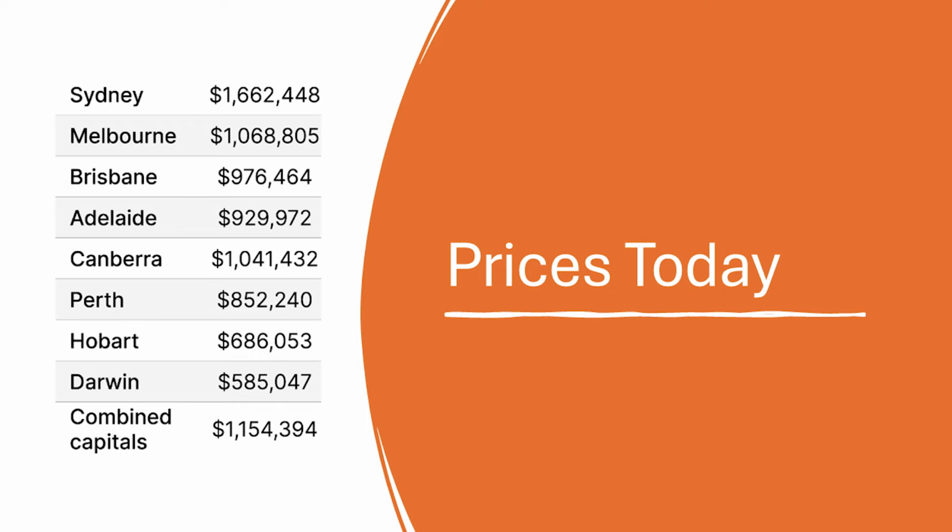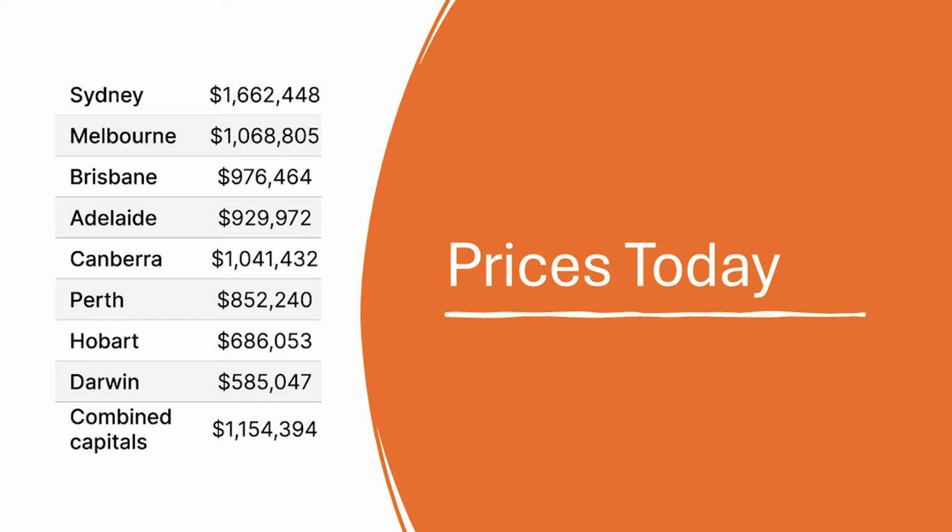Where prices are today is interesting because they're very expensive. Going chronologically down the order: Sydney, 1.662 million. Melbourne, 1,068,000. Brisbane, 976,000. Adelaide, 929,000. Melbourne, 1,041,000. Perth, 852,000. Hobart, 686,000. Darwin, 585,000, and combined capitals is 1.154 million.